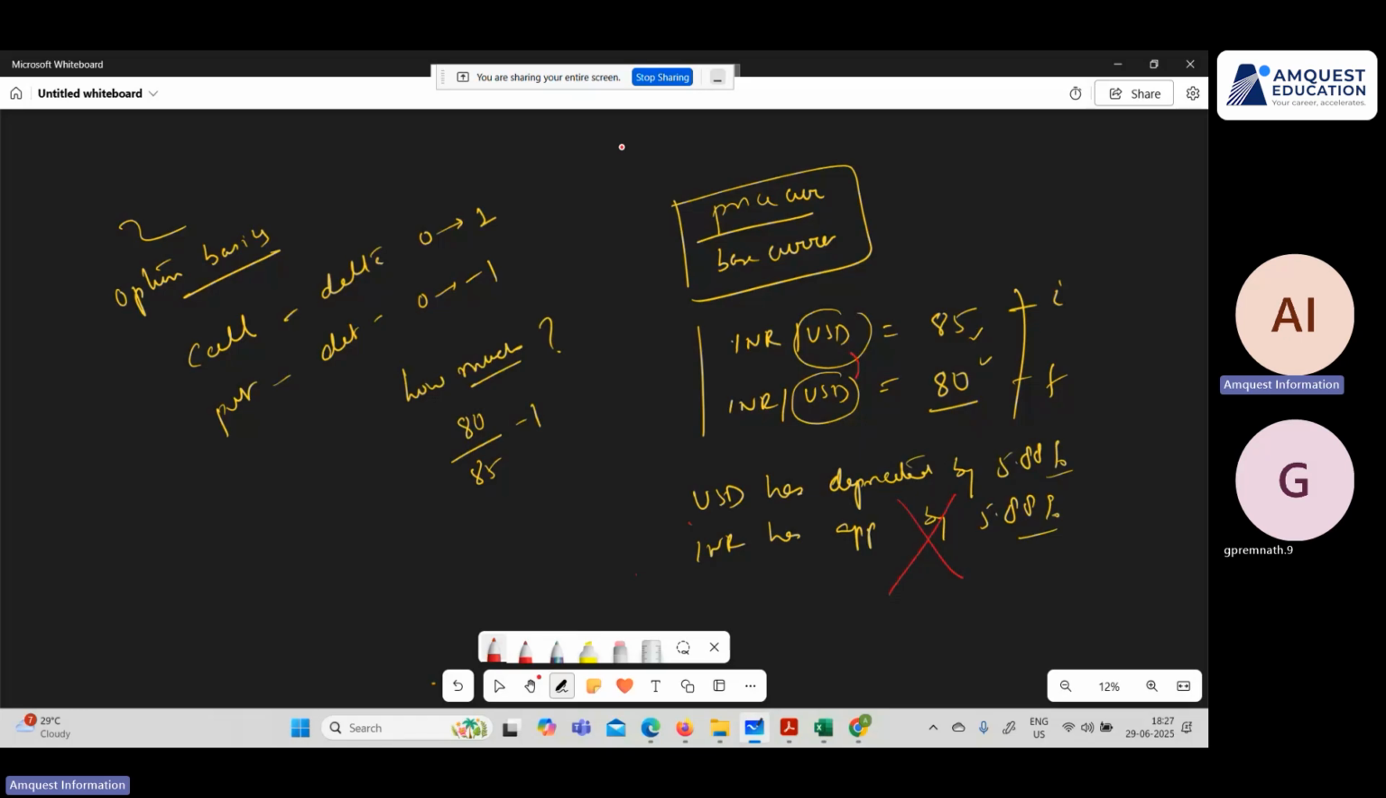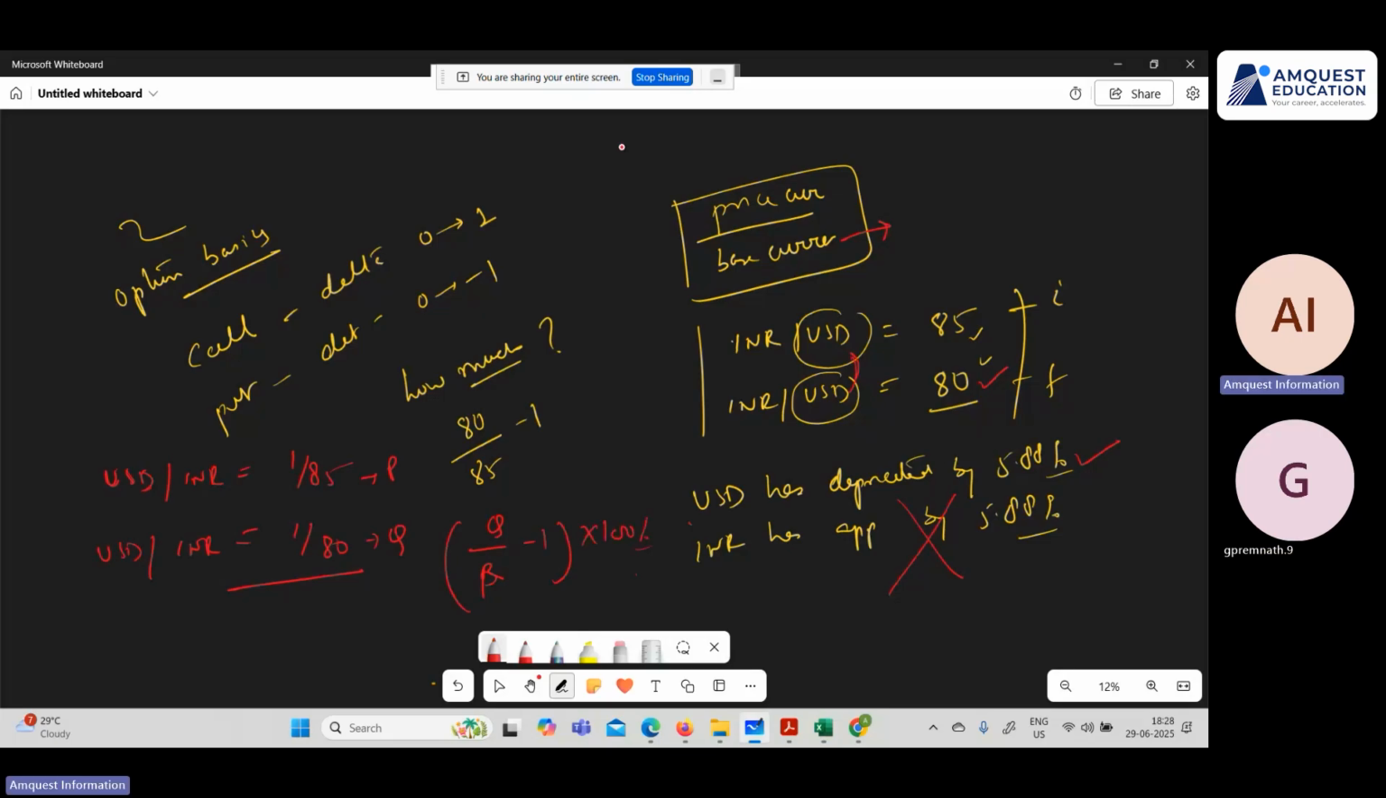So this is what I was trying to make a point of, that we always talk with respect to base currency, and we can clearly say that USD has depreciated, which is true, by 5.88%, 100% right. Has INR appreciated? There's no doubt about it, because the currencies are relative. If USD has depreciated, INR has indeed appreciated, but by how much? We need to do USD by INR as 1 by 85, and USD by INR as 1 by 80. I have P here, I have Q here, and then I'm going to do Q by P minus 1 into 100.